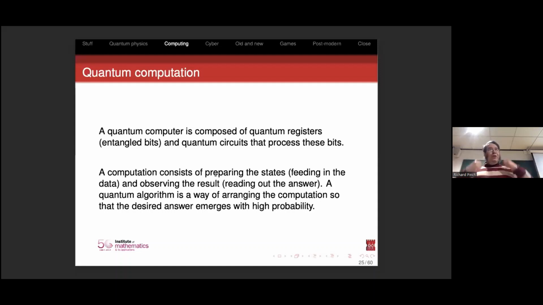And you push them through the circuit, and the system ends up in some mixture of states, which you then observe. In other words, you read out the answer. And a quantum algorithm is a way of arranging this computation so that when you observe the state of the machine, the desired answer to your problem is the highest probability thing that you will observe.